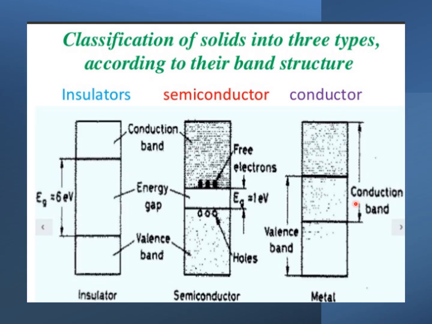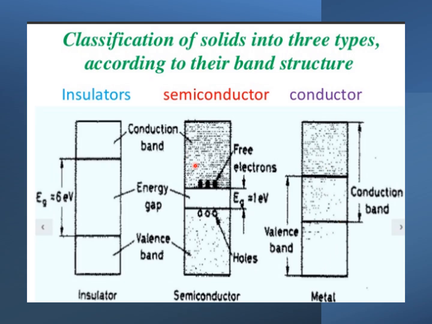When coming to the conductors, see here, the conduction band is up to here and the valency band is up to here. That means there is no energy gap, no forbidden gap between the conduction band and valency band in the conductors. That means the charge carriers can move completely across. There is no need to apply any force for conduction of electrons.